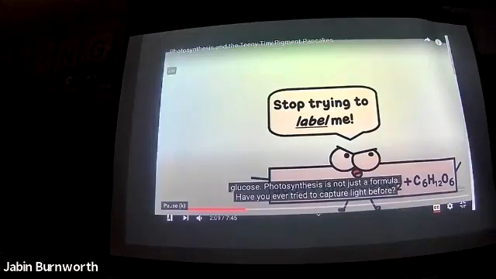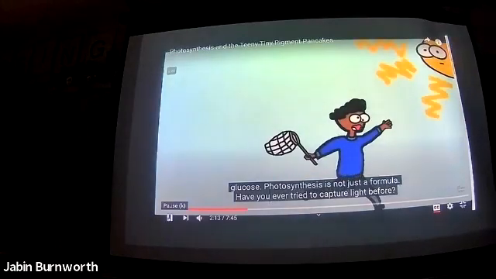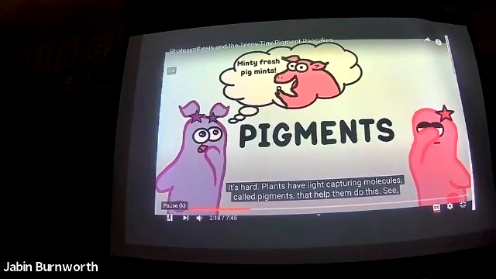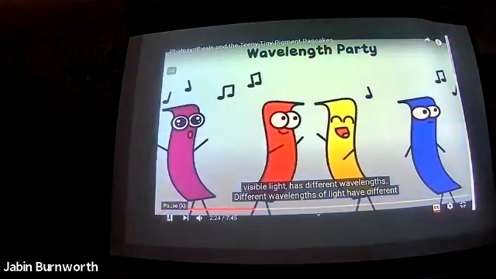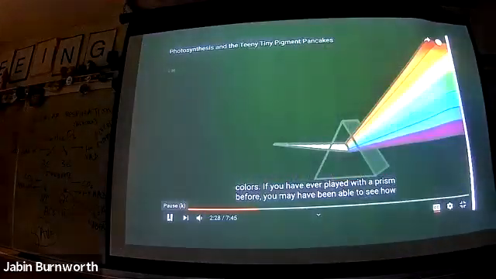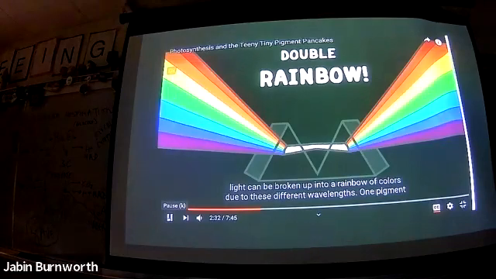Now, photosynthesis, it's not just a formula. Have you ever tried to capture light before? Yeah. It's hard. Plants have light-capturing molecules called pigments that help them do this. See, visible light has different wavelengths. Different wavelengths of light have different colors. If you have ever played with a prism before, you may have been able to see how light can be divided up into a rainbow of colors due to these different wavelengths.